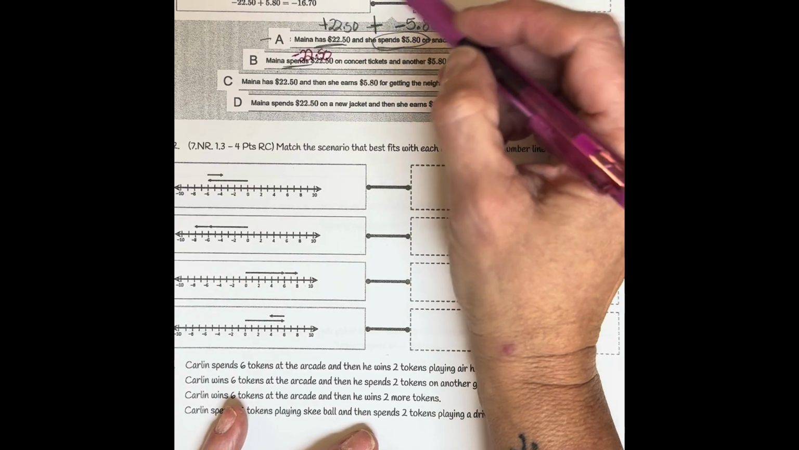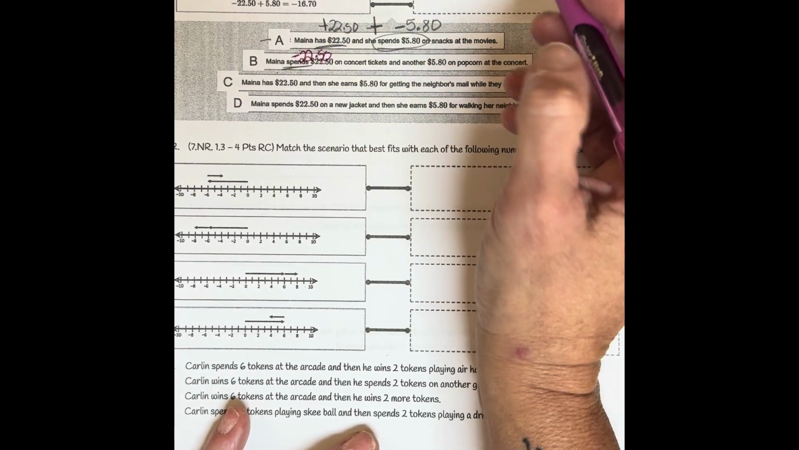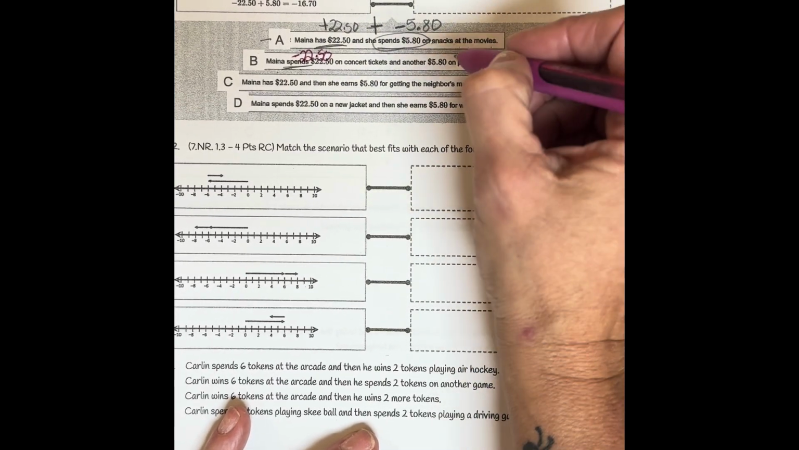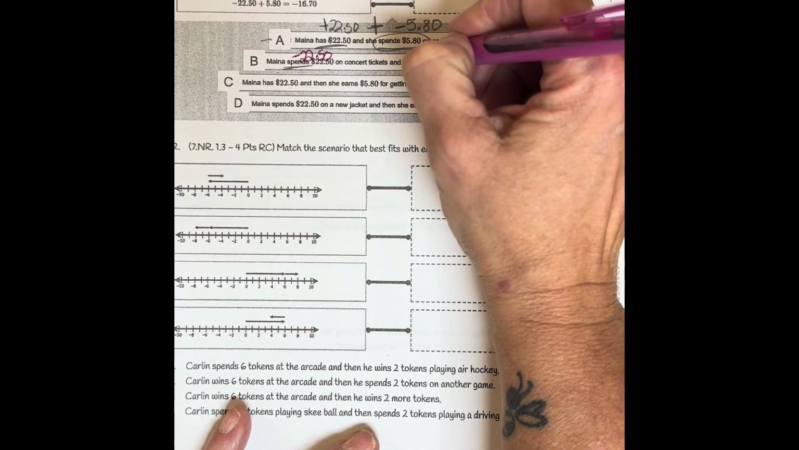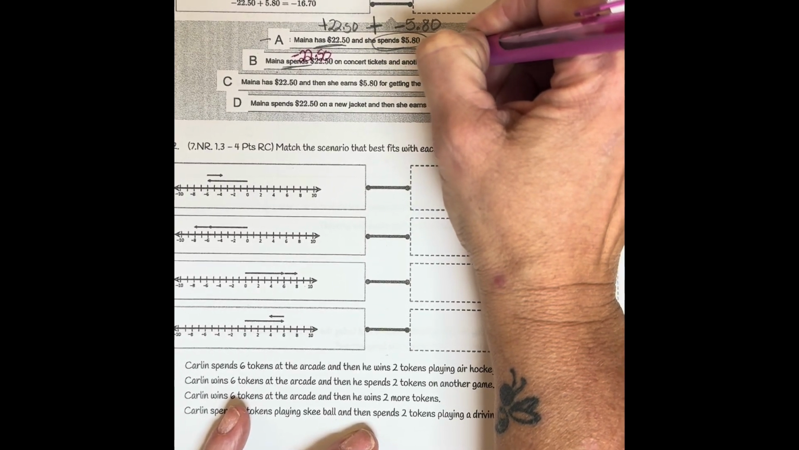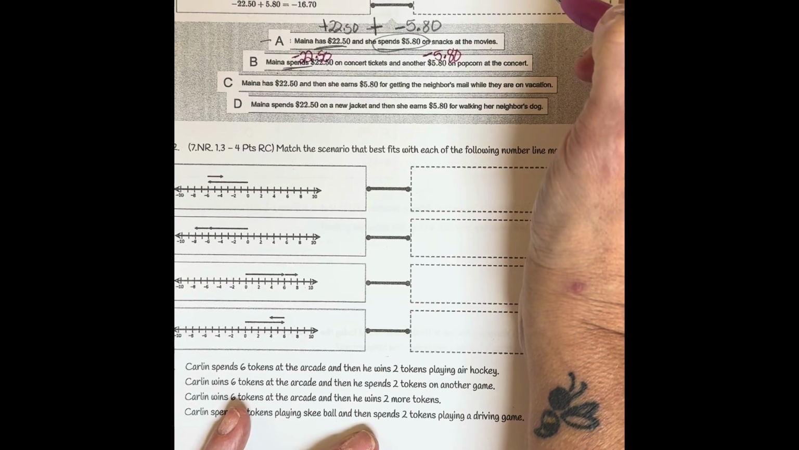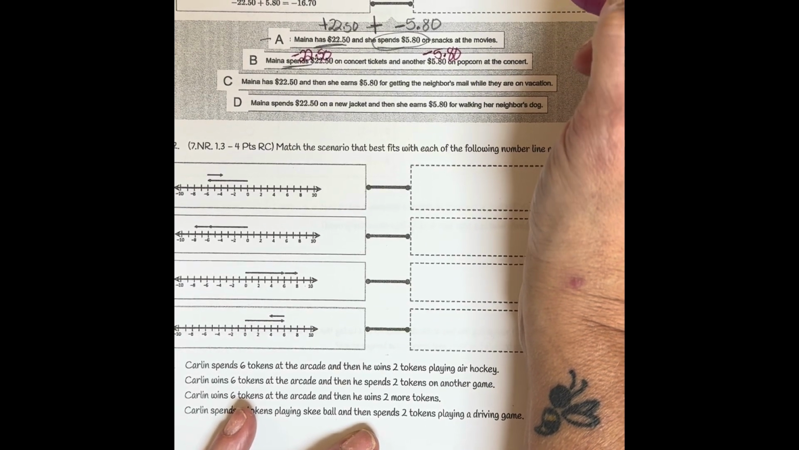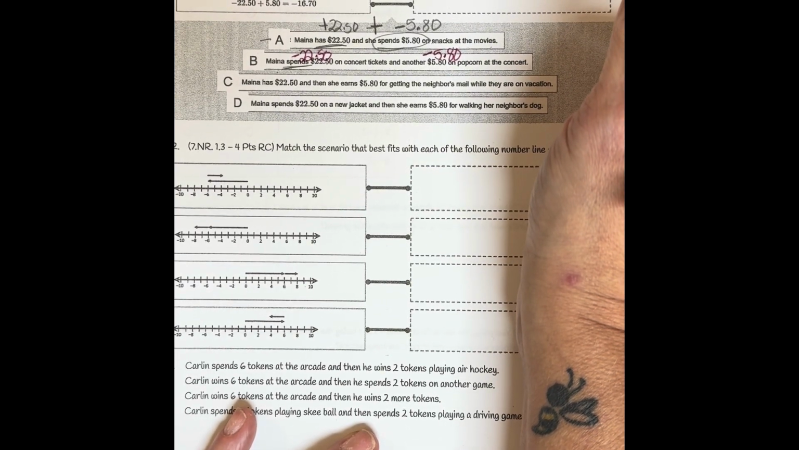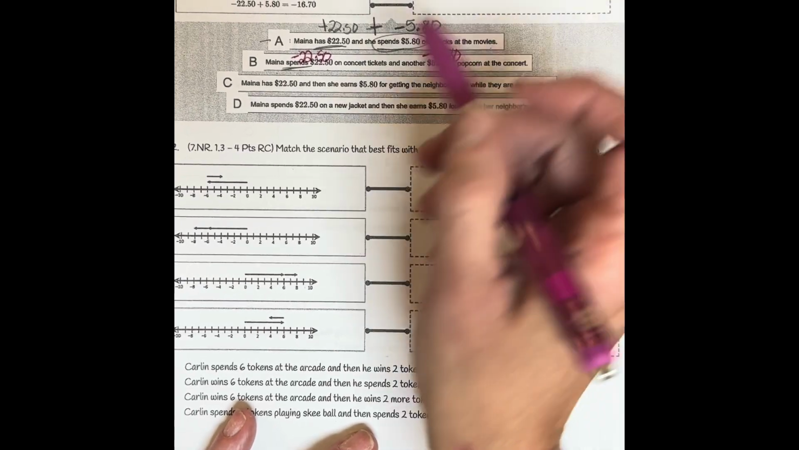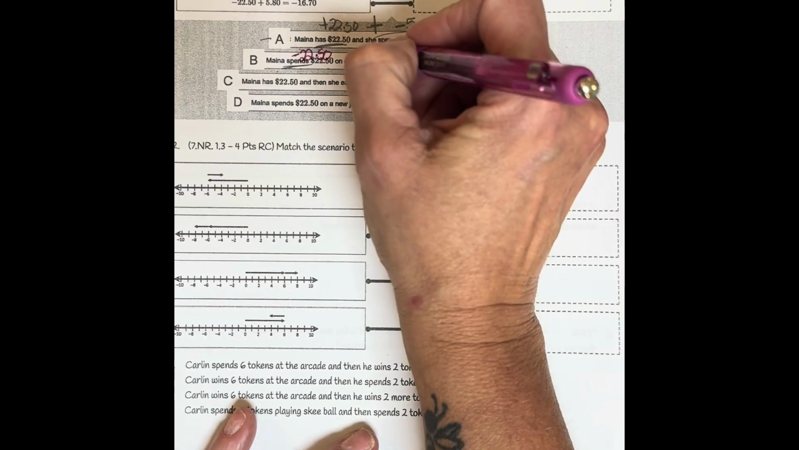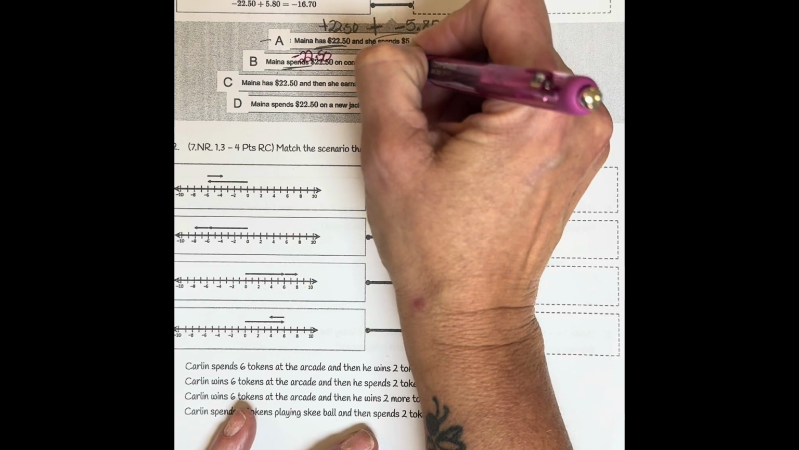She spends $22.50 on concert tickets and another $5.80 on popcorn. So she also spends $5.80 on popcorn.